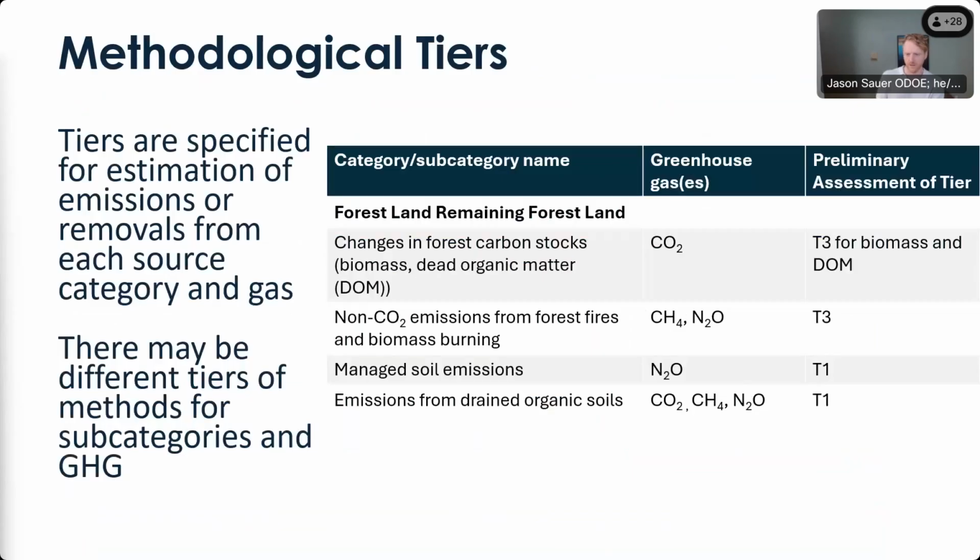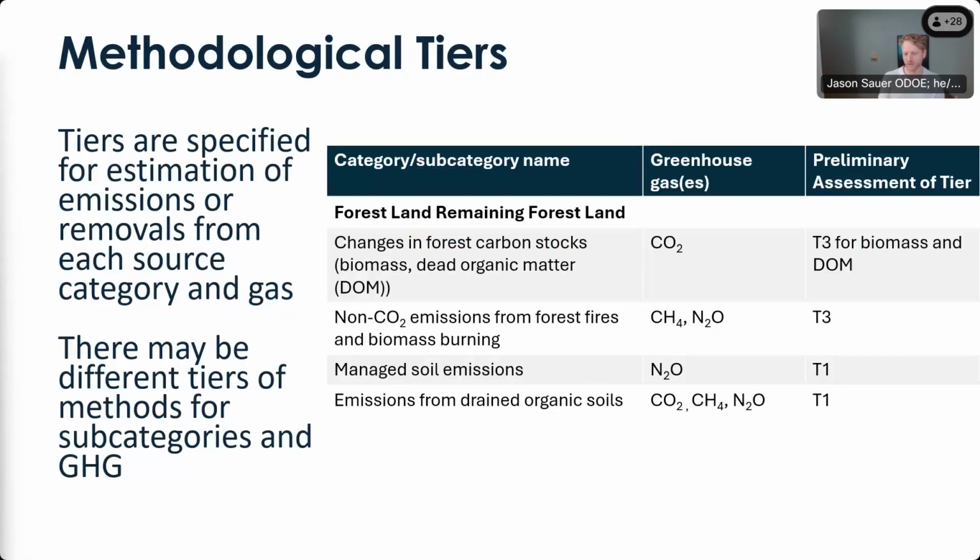So this is an example of how the methodological tiers are organized within inventory documentation. Tiers are generally specified for estimation of emissions or removals from each source, category, and gas. And there may be different tiers and methods for categories and subcategories, even by greenhouse gas. So there are differences within categories, which you'll see in this table here.